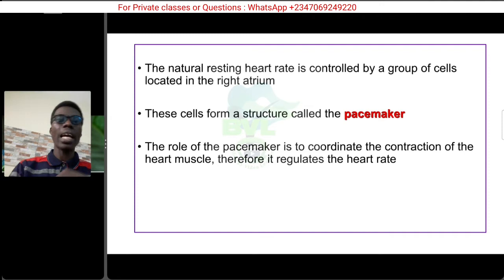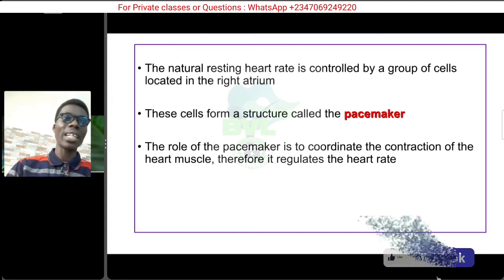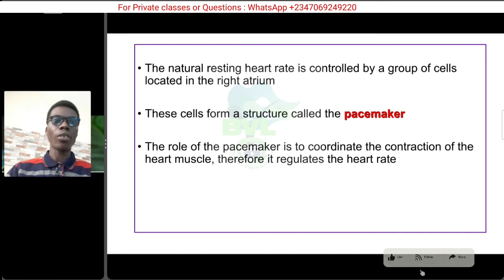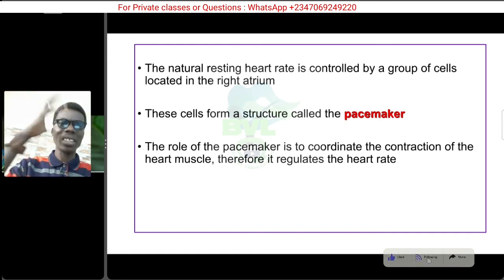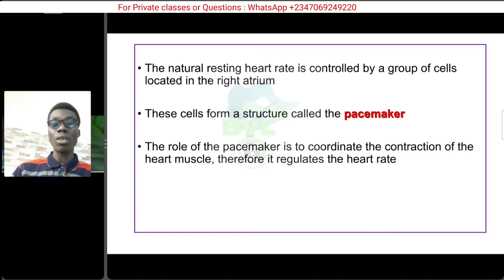The structures that control the heartbeat are collectively called the pacemaker, or sometimes the electrical system of the heart. Here it says the natural resting state is controlled by a group of cells located in the right atrium of the heart. Not just the resting state, but any kind of rate, whether fast or slow. Now, the role of the pacemaker is to coordinate the contraction of the muscles of the heart. Therefore, it regulates the heart rate.